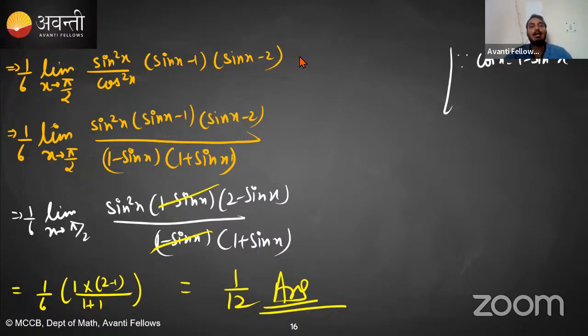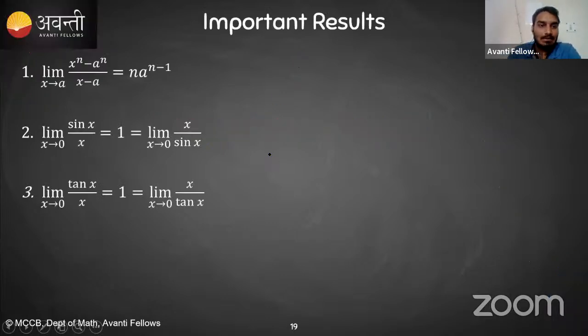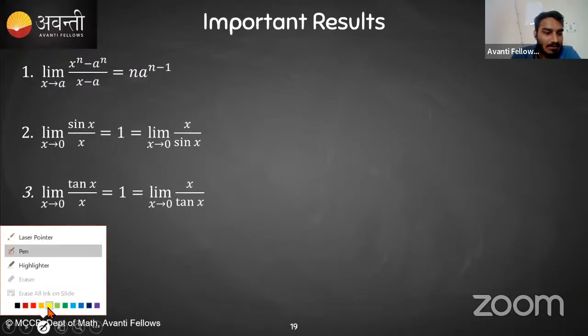So students, in the last class, we were having the discussion on the important results. So far we have done some homework questions and some important questions of the limits. So now we will again come back to the important results. Clear? So in the last class, we have seen these three results, right?